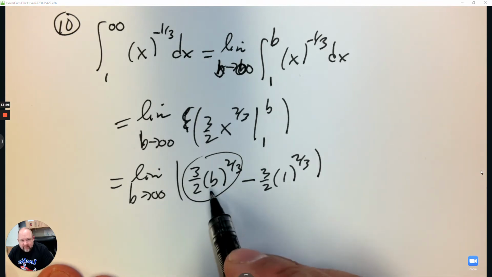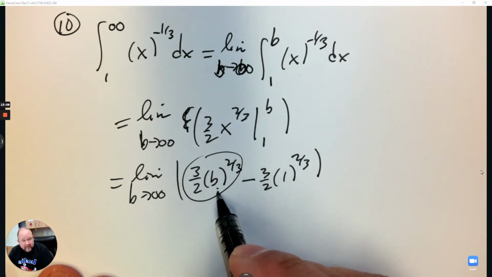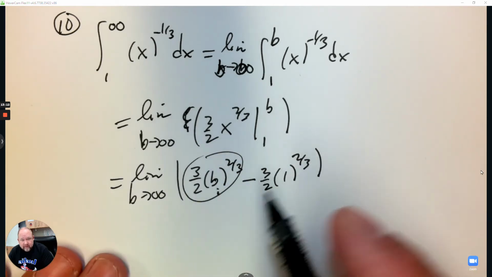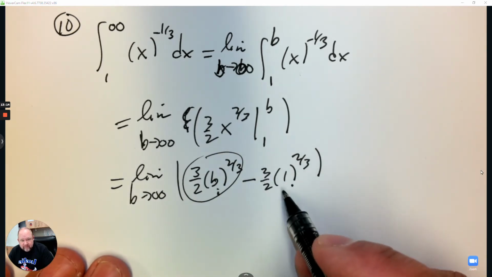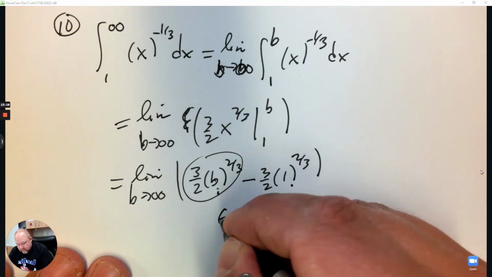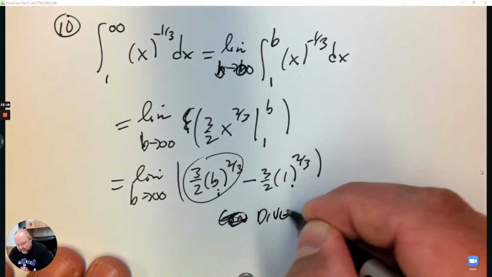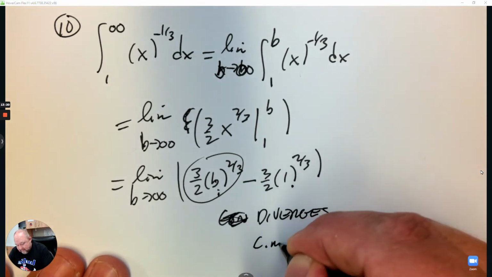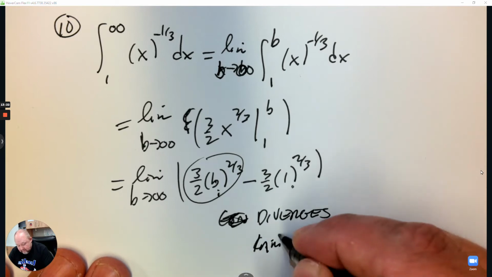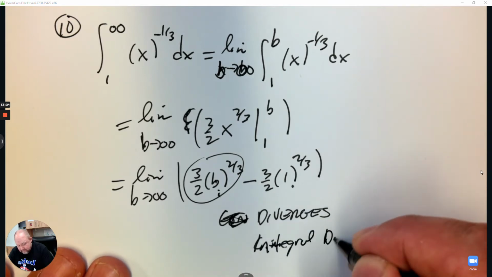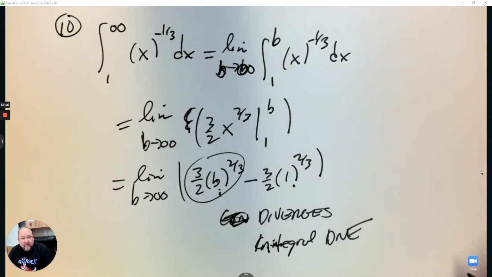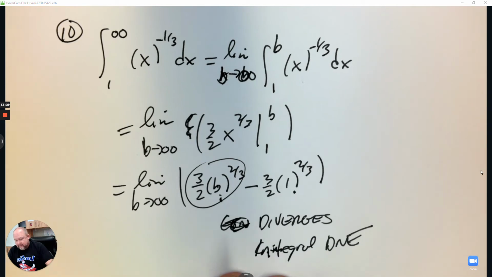So what's the right end behavior of this? This is going to infinity. So it's just going to get larger and larger and larger. It doesn't converge to a number. Well, this one is negative 3 over 2. This converges. This diverges, and the limit doesn't exist, or the integral doesn't exist. The value of it. All right, number 11.